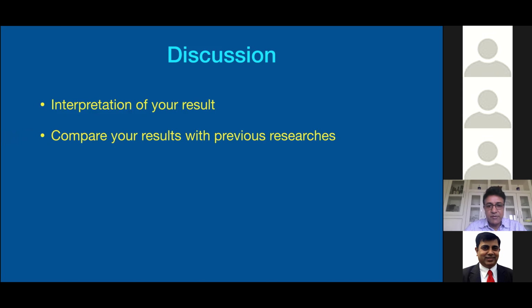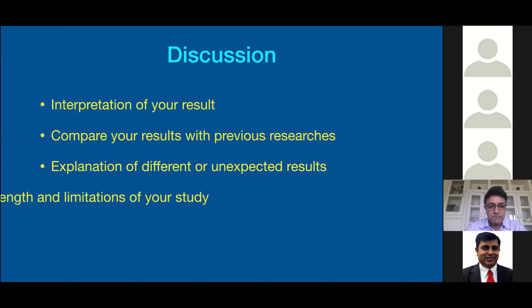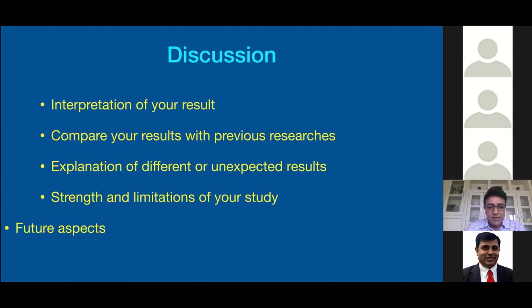And compare your results with previous researchers, explain different or unexpected results in your study, then describe the strengths and limitations of your study, and then future aspects. This is the flow chart. This is how you should arrange your writing in the discussion chapter.